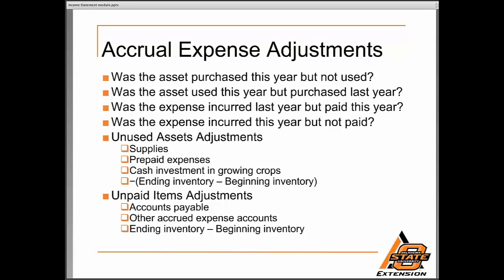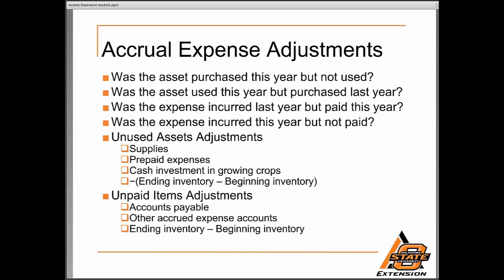For example, if the producer purchased fertilizer during the year, but it was not used this year, the expense for fertilizer should be charged to next year's expenses, or when the fertilizer is actually used. Or if the producer had purchased fertilizer last year and it was used this year, the expense from last year's purchase needs to be added to this year's operating expenses. The appropriate adjustment for this example will be an unused asset adjustment.